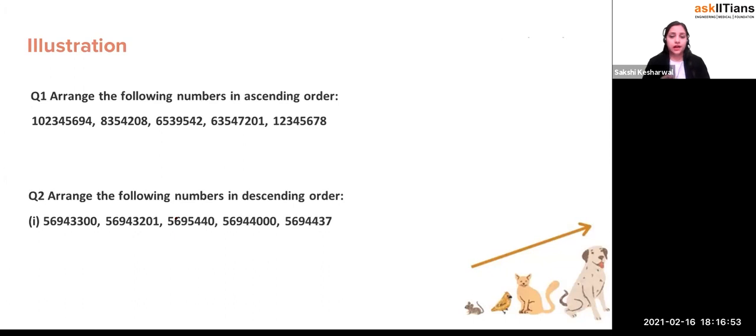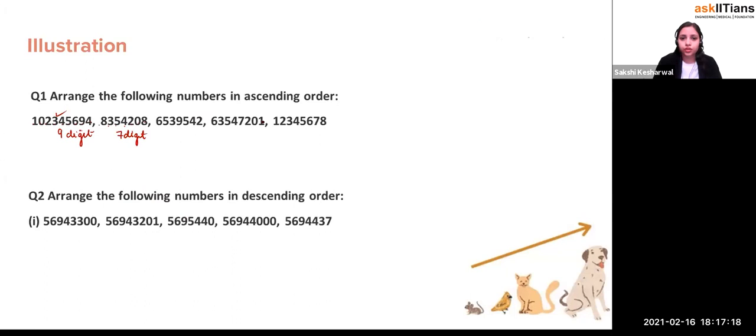Now arrange the following in ascending and in descending order. Let's count the number of digits. By looking at it, I think this is the highest one, right? Count the number of digits: 1, 2, 3, 4, 5, 6, 7, 8, 9. So this is 9 digit, right? This is 1, 2, 3, 4, 5, 6, 7. This is 7 digit, right?